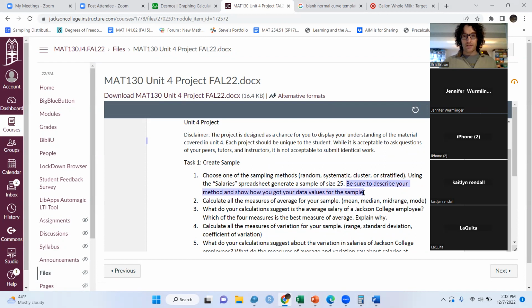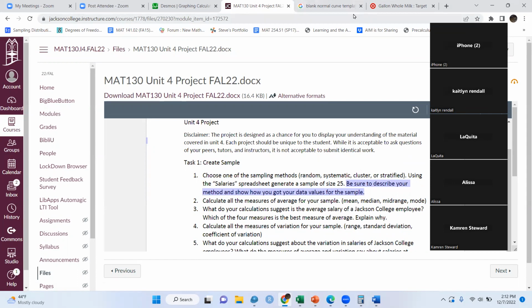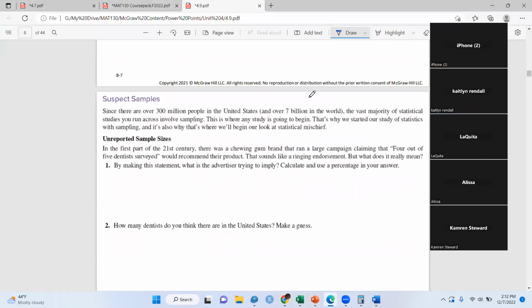Most students lose points on the project when they don't describe how they did their sampling process. So make sure you write a little paragraph, a couple sentences describing the method you're using. And you can use the definitions that I wrote in the notes on the video or the definitions from the textbook to help talk about if you just did random and you give a little description of it. Right? That's important to me that you're clarifying what you're doing, because that shows me you understand what's going on.